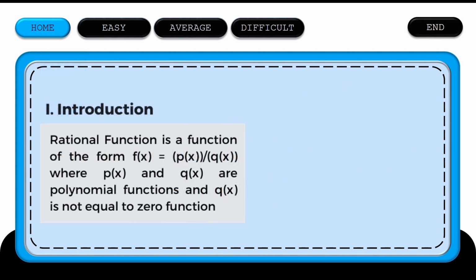Kung ating babalikan, ang nauna nating talakayan about rational function, it is a function in the form f of x is equal to p of x over q of x, where p of x and q of x are polynomial functions and q of x is not equal to 0. Ating palalawakan ito ng lubos sa talakayang ito sa pamamagitan ng mga halimbawa.